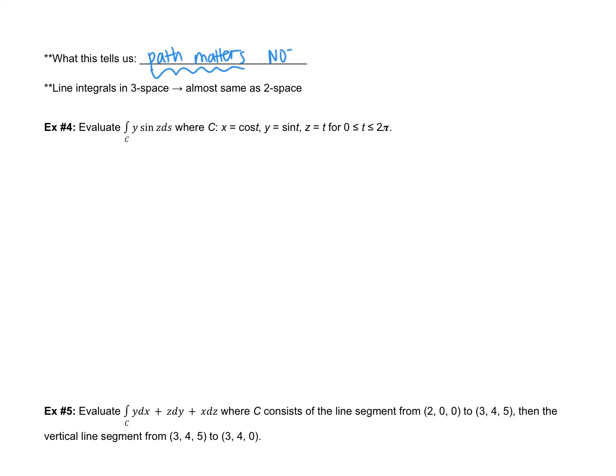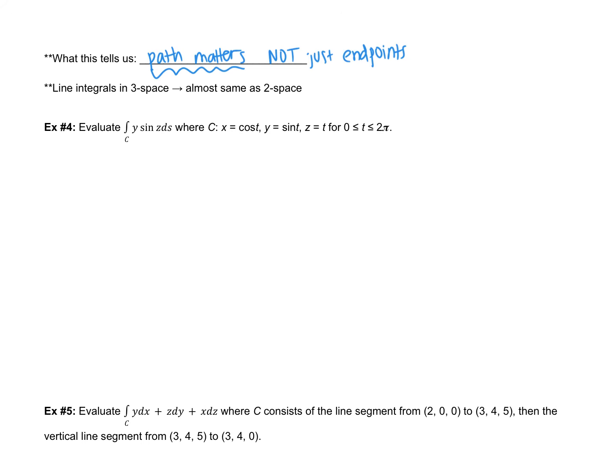Path matters, not just the endpoints. So when we calculated the line integral along C1, we got one value. Along C2 gave us a different value. So the path matters, we can't just pay attention to the endpoints.